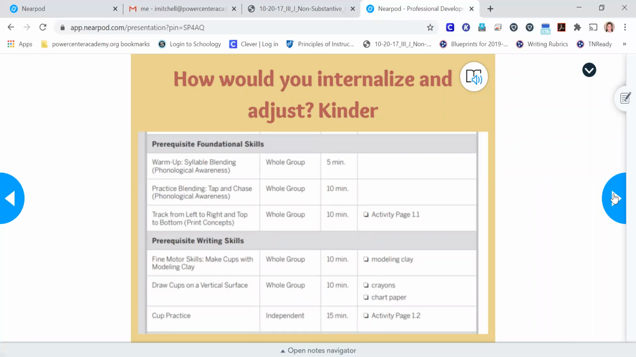A look at CKLA Kinder. This is a typical lesson layout. And so you begin your lesson with blending. You have your print concepts of tracking left to right, top to bottom. You have where the students are practicing making their cups, drawing cups on the vertical surface. In cup practice, what is something that you could also add for engagement and connect for this lesson? Well, since I'm beginning my lesson with syllable blending, I might want to find a song or a rhyme to hook children in, but make learning fun while practicing.